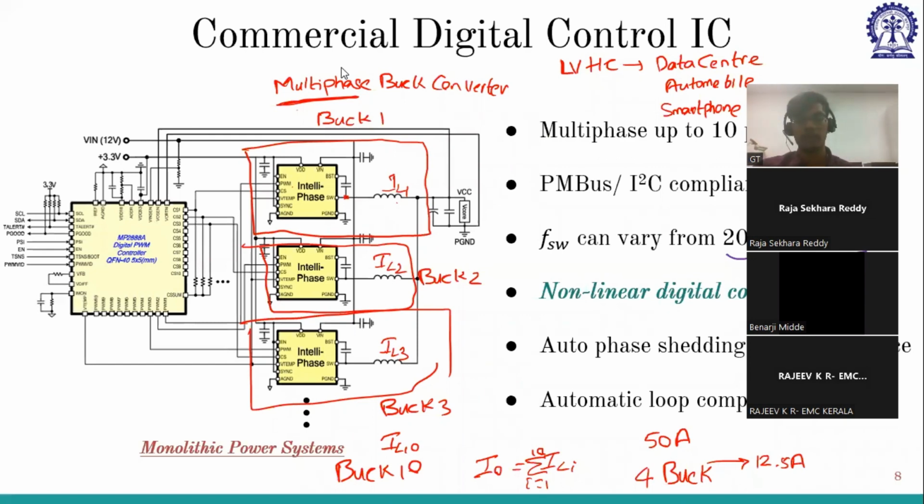Sir, I'm asking, is there any value above which we will say that is a high current? Is there any specific value? Yes, it actually comes from the efficiency curve. That's what I can say.